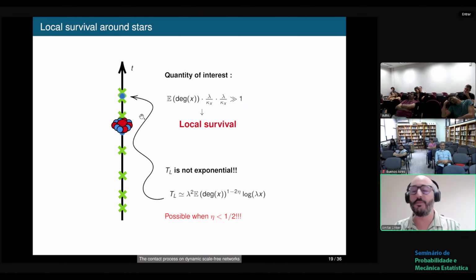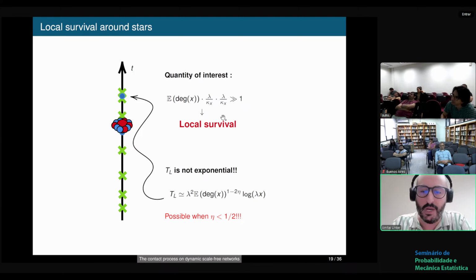And this is just a problem of the network. And when you hit that, there is no chance for you to survive. So instead of exponential local survival, we have linear local survival. And the local survival is now lambda squared times the expected degree raised to the power 1 minus 2 eta. This 1 minus 2 eta is because you have this expected degree and this kappa x squared, and this kappa x squared was the expected degree raised to the power eta.